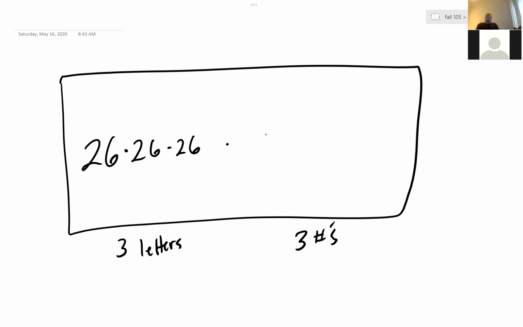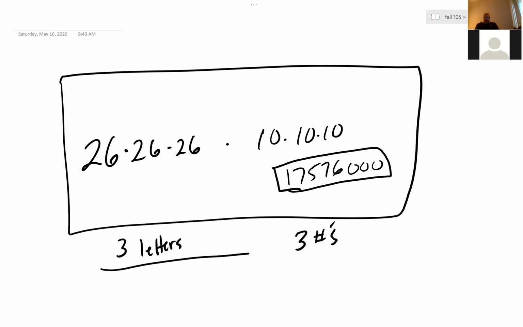So again, multiply. And then you have 10 times 10 times 10. A lot of people forget 0. 0 is one of our favorite numbers. So the numbers are 0 to 9, that's 10 of them. When you multiply that out, you get, I should know this off the top of my head, I've answered this problem enough, 17,576,000. Is that right? Yeah, perfect. That's how many license plates there are that follow this pattern.